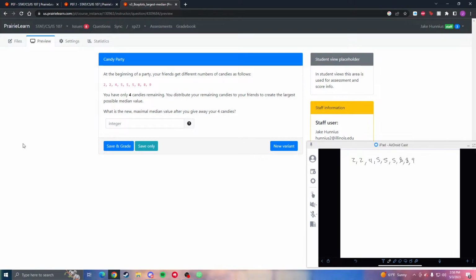Alright, so apologies for my bad handwriting, but we have 2, 2, 4, 5, 5, 5, 8, 8, 9. Alright, so first we're going to start by finding what our current median is. The current median is 5 because there's 4 to the right and 4 to the left.